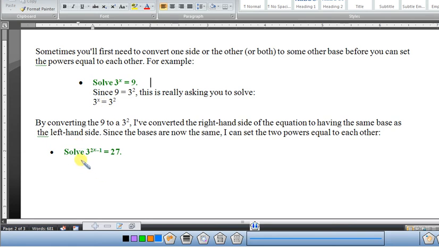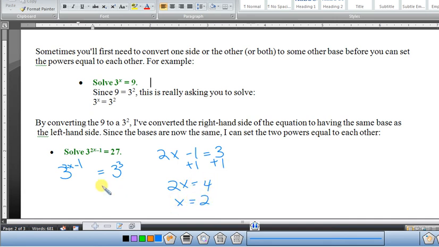Now let's take a look at this problem right here. We don't have equal bases, but 27 can be converted to 3 cubed. And again, this is where you must become familiar with your powers, your bases, and whatnot. So now that you have equal bases, you must also have equal exponents. So 2x minus 1 is equal to 3. And we're going to simply solve for x, add 1 to both sides. 2x is equal to 4, and x is equal to 2.